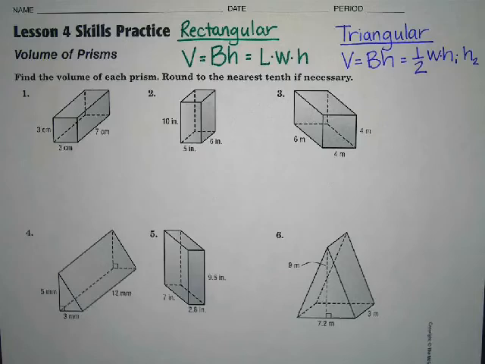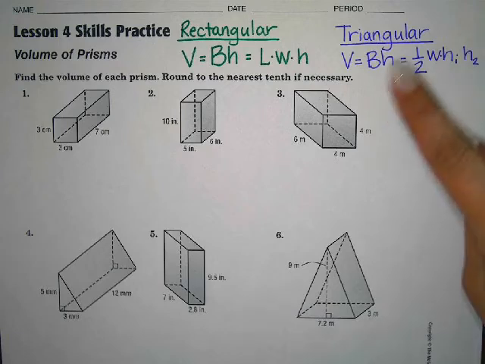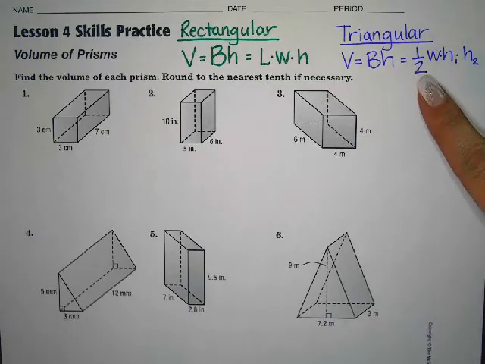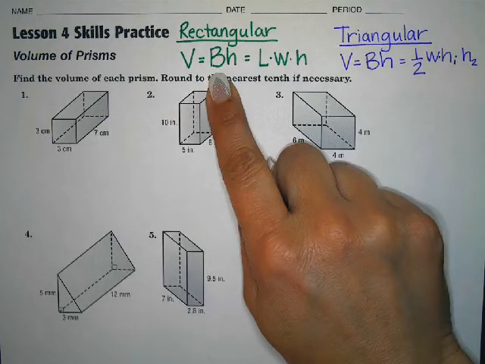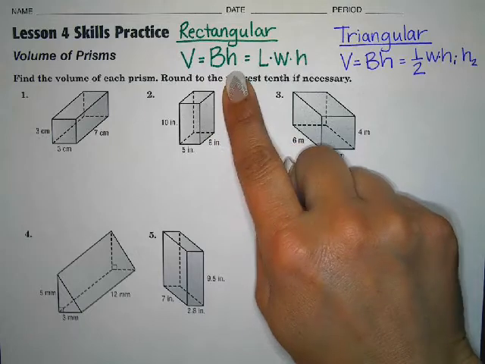Today we're reviewing the volume of prisms. We have two different types of prisms: our rectangular prism and our triangular prism. The formulas for those are a little bit different because when you are dealing with the triangle base, you're taking 1/2 of it because a triangle is half of a rectangle. But we're taking our area of our base, which is our big B, and we're multiplying it by our height.